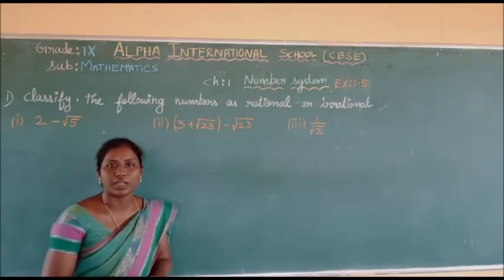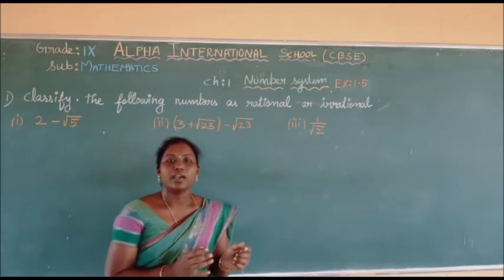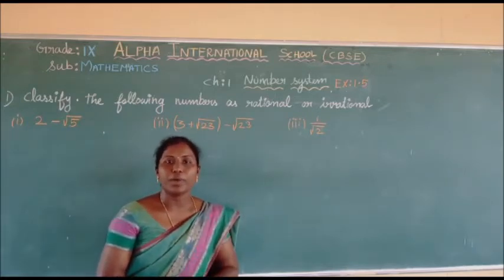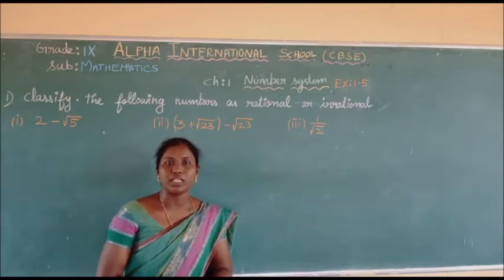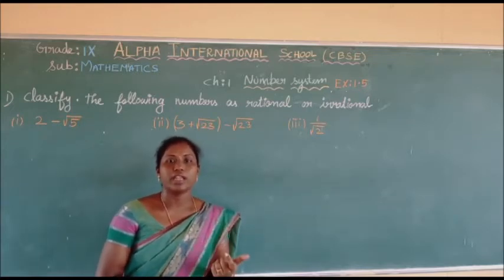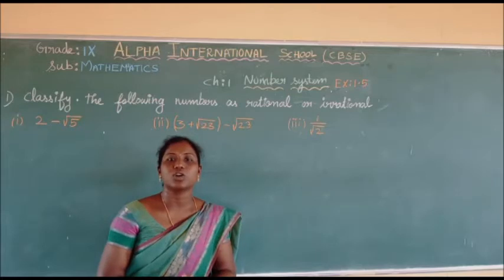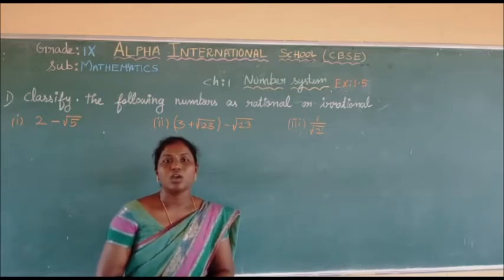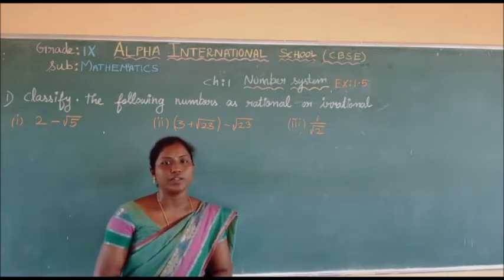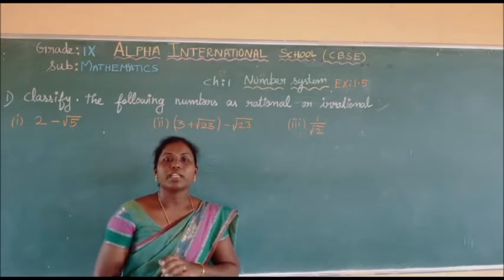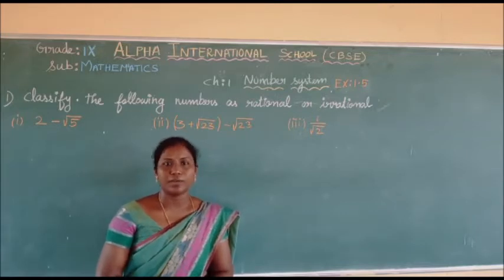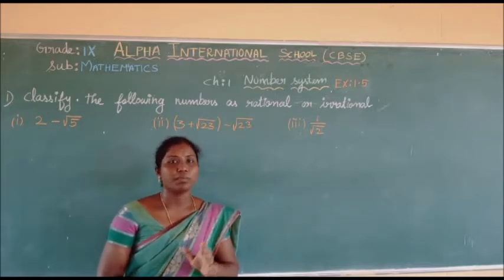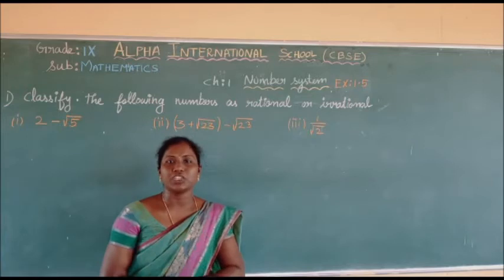What is a rational number? A number in the form of p by q, where p and q are integers and q is not equal to 0. Any number that satisfies this condition is called a rational number. What is an irrational number, children? A number that cannot be expressed in the form of p by q is called an irrational number.